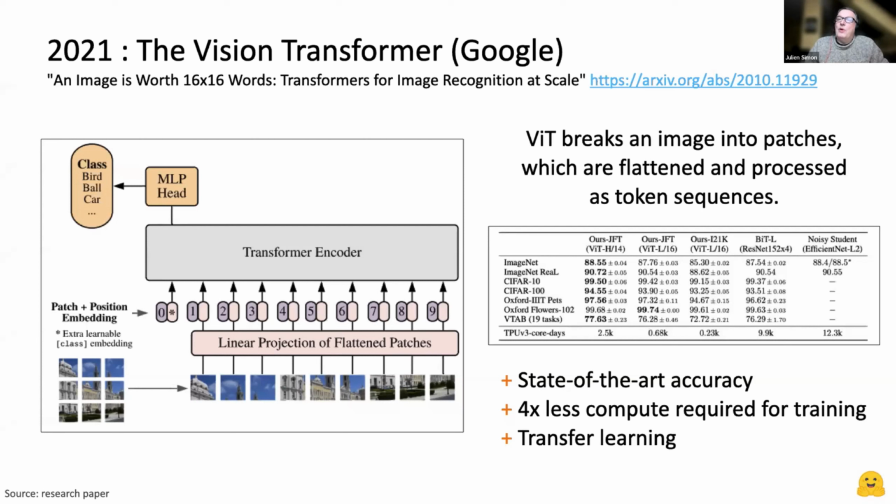Interestingly, in that paper, we also learned that training this model, and of course, Google being Google, they use TPUs, was in fact 4 times less compute intensive than training ResNet 152. So that might not hold for all models, but generally, I think this is an interesting thing to keep in mind. And of course, transfer learning is kind of built in.